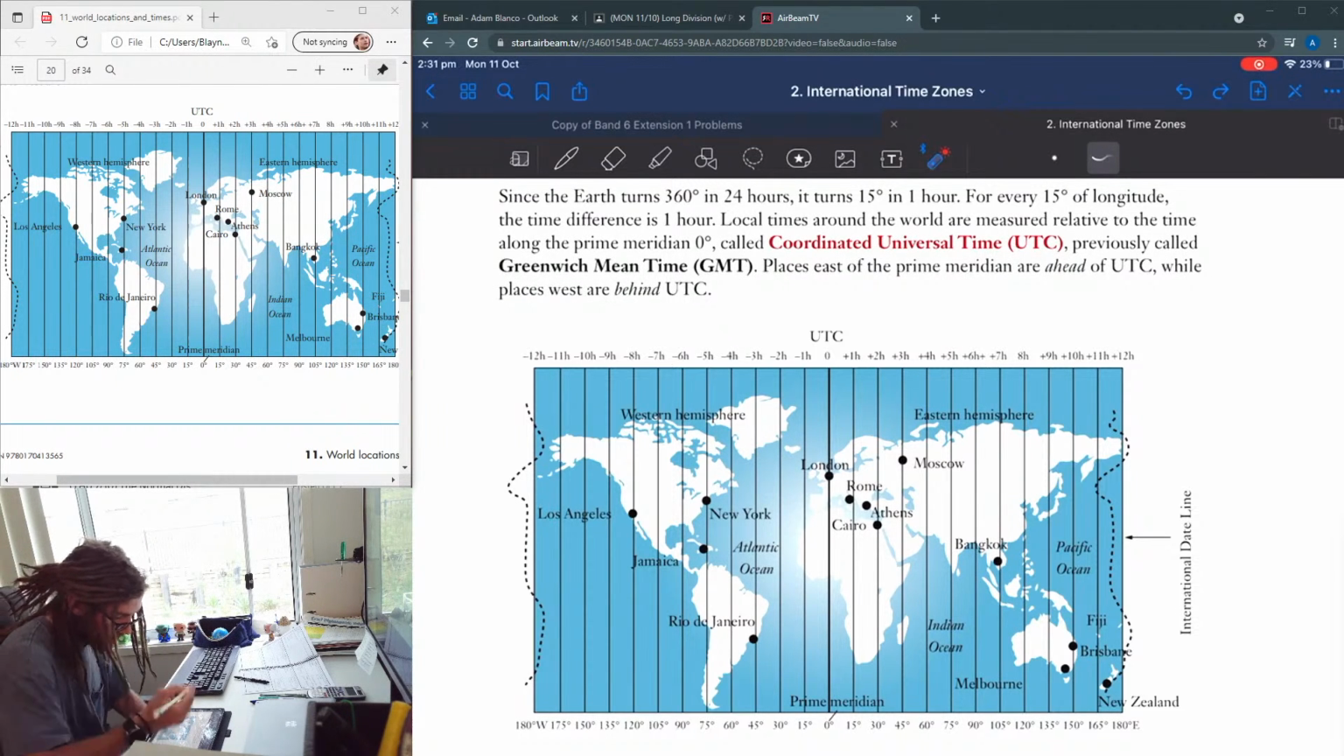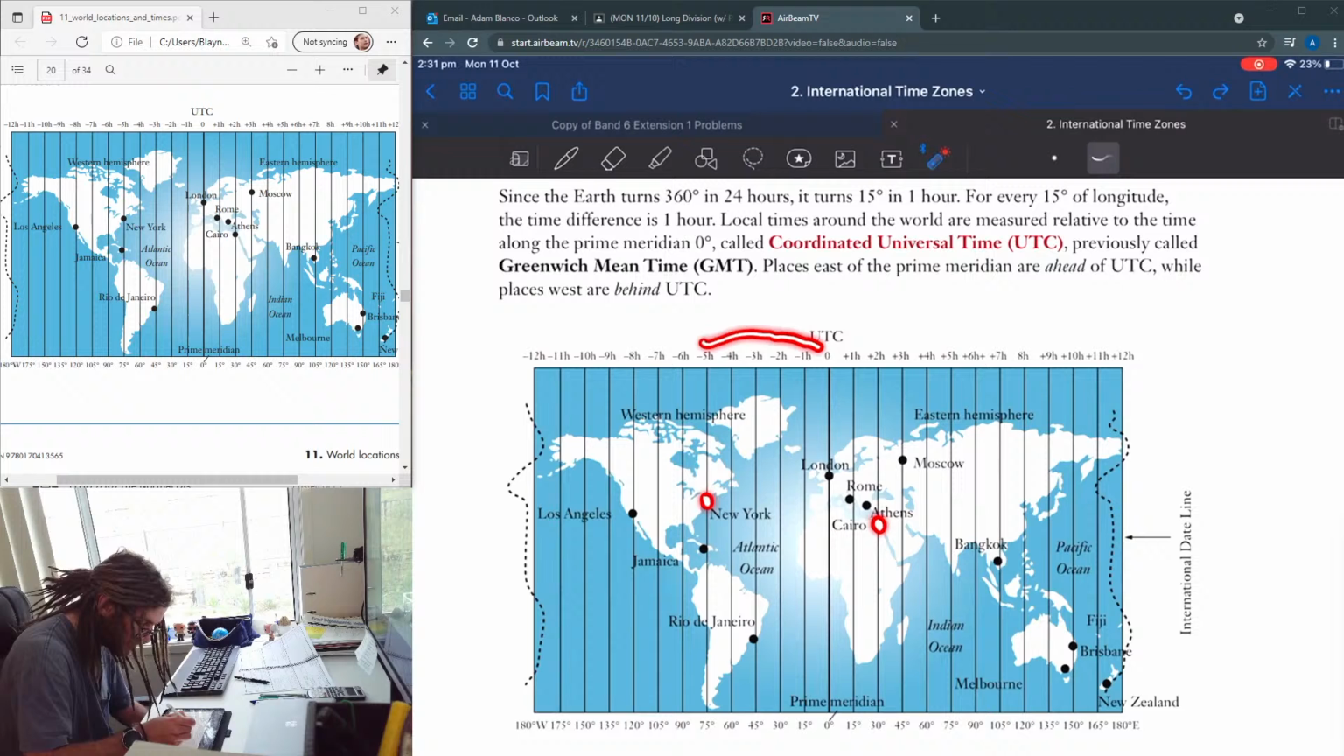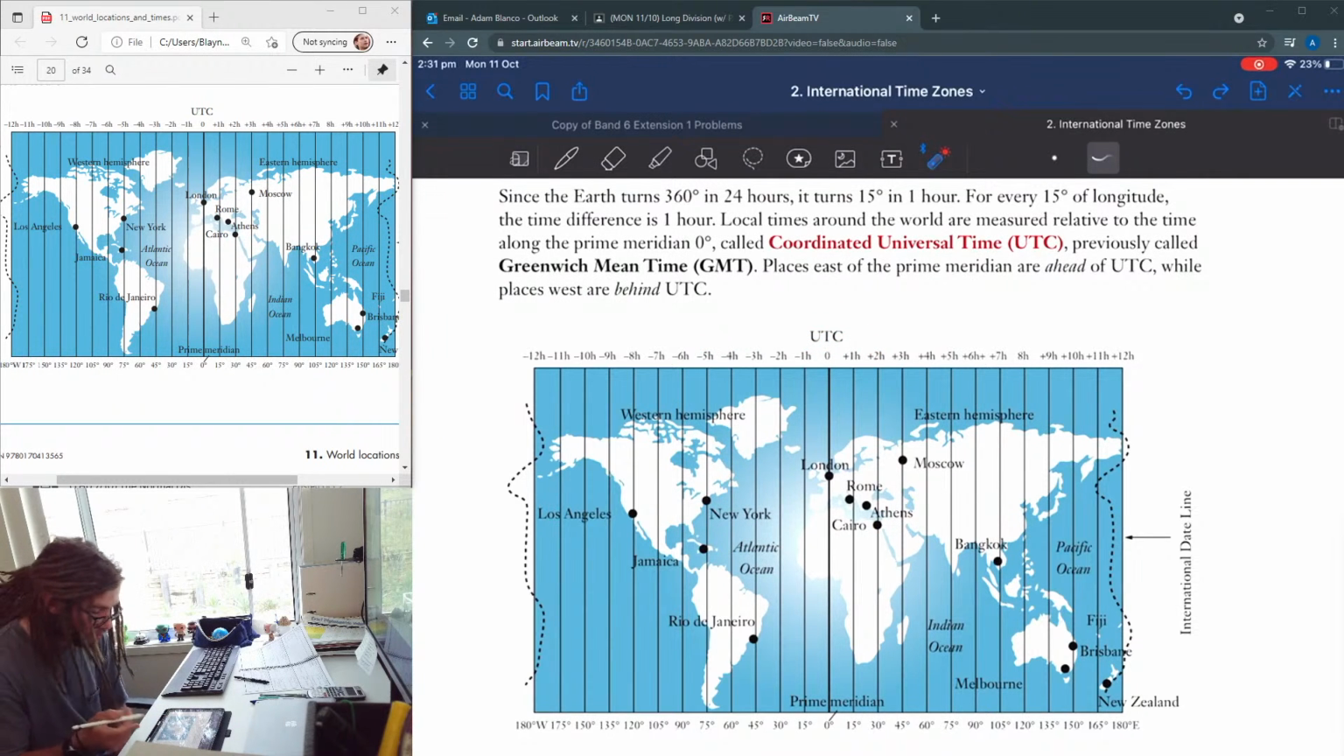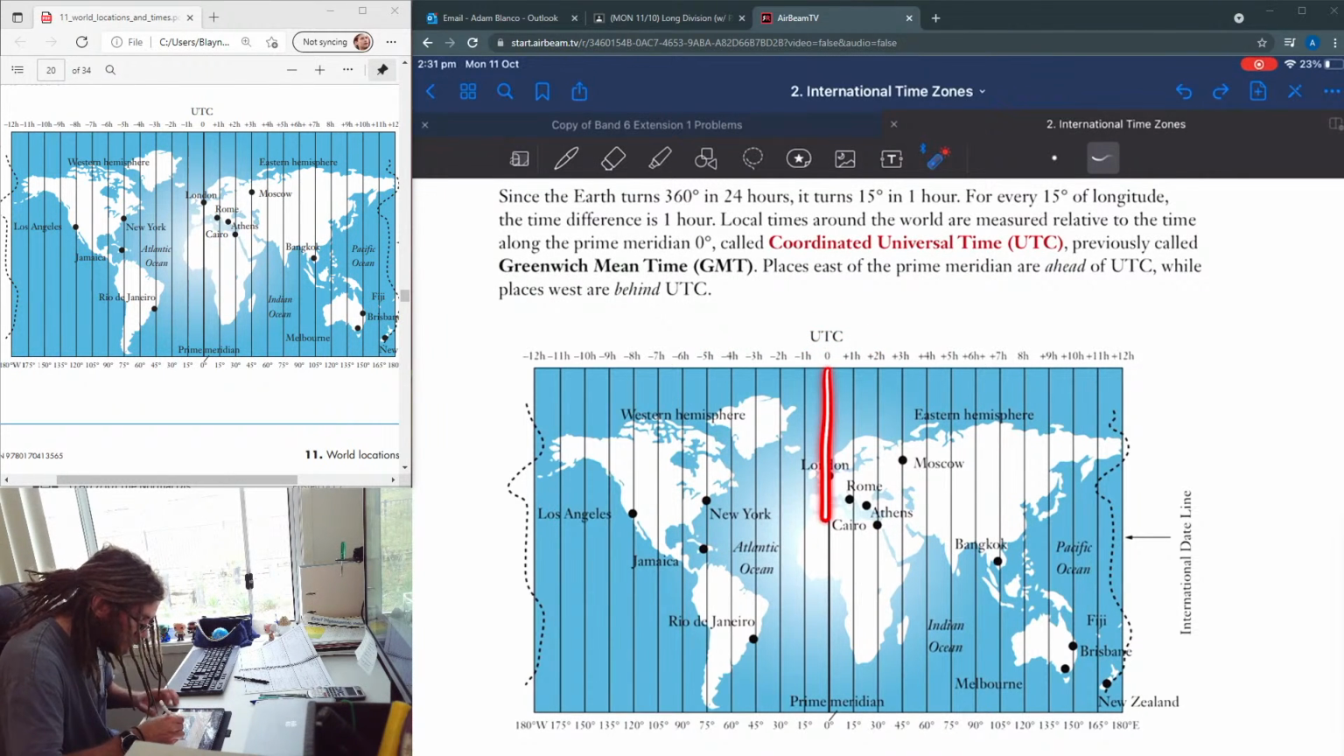Yeah, so I guess if you just did a quick example, if we wanted to know the difference between Athens and New York, well, that's 5 hours and that's 2 hours. So that means their difference is 7 hours. And you would say that New York is 7 hours behind Athens. One cool thing is you've got the UTC here.